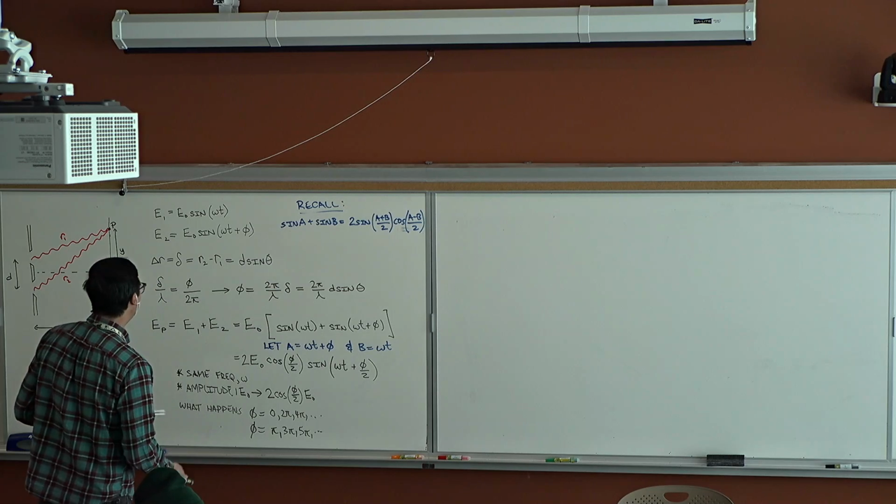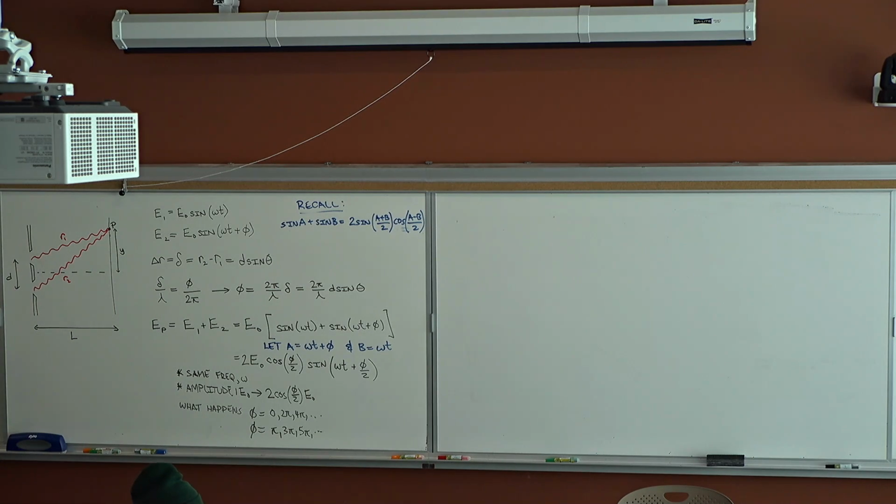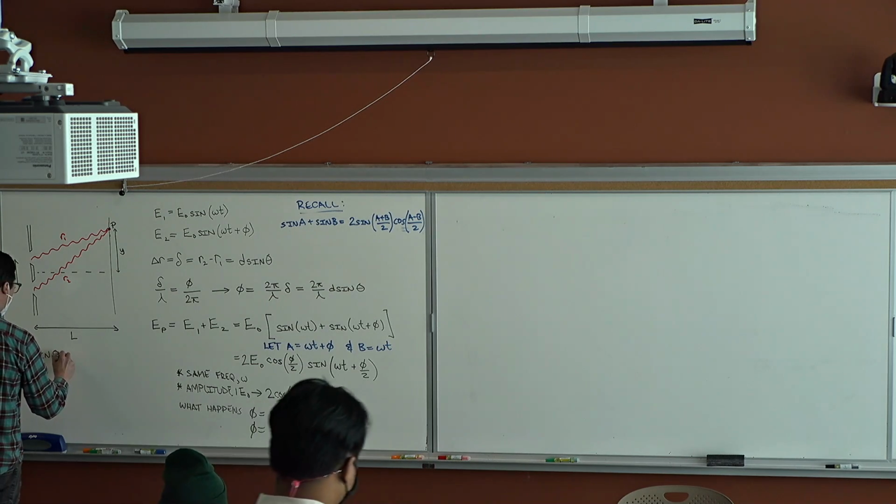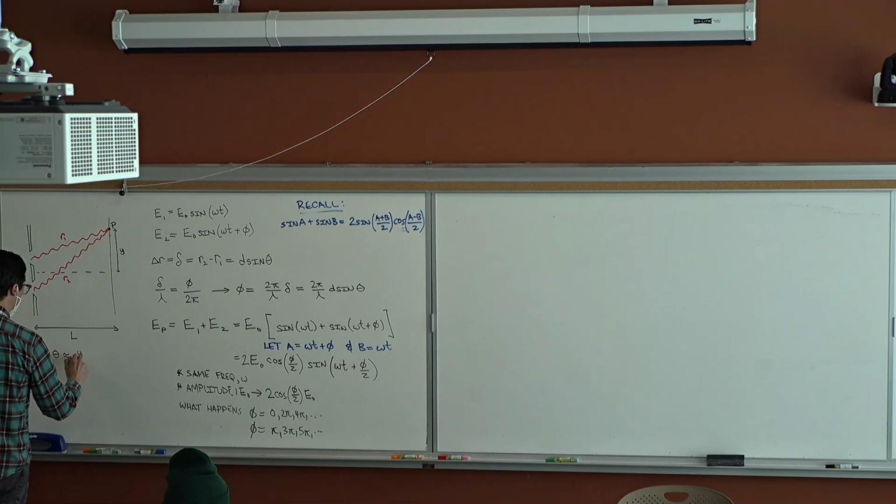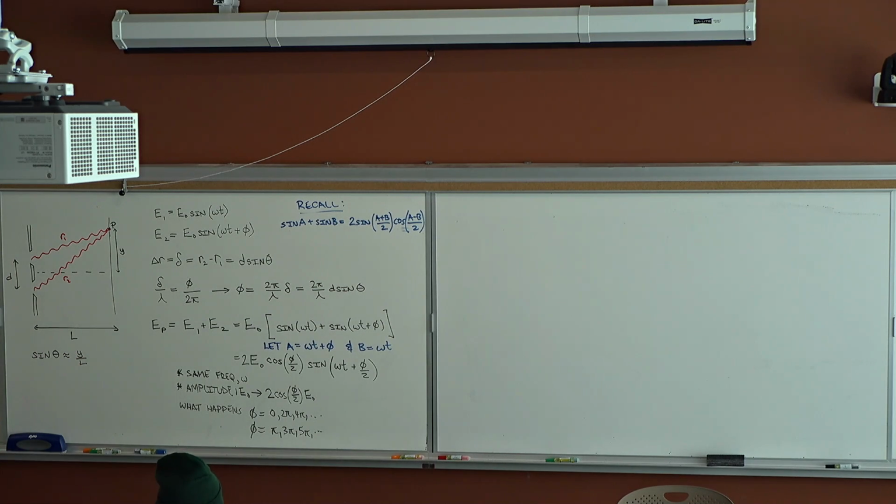And so for small angles, meaning that y is small compared to L, then sine of theta is roughly equal to y over L. Right? Sine theta is approximately tan theta, which is approximately y over L for small angles.